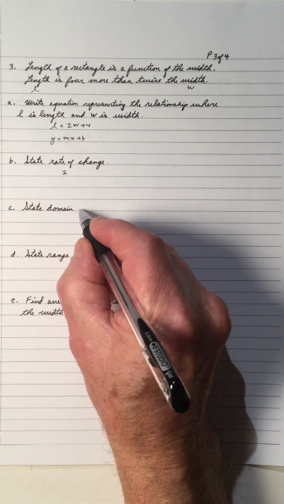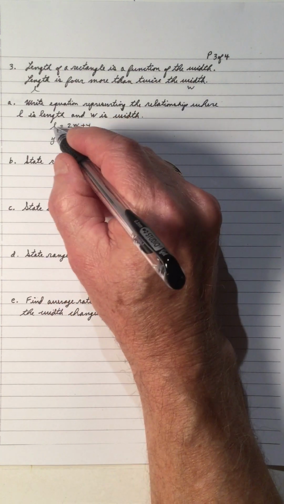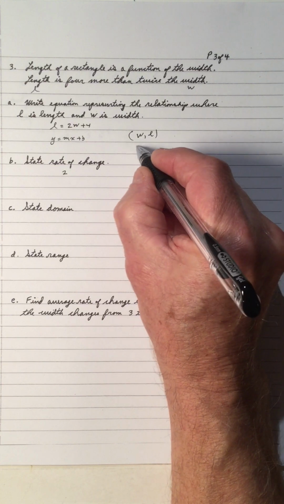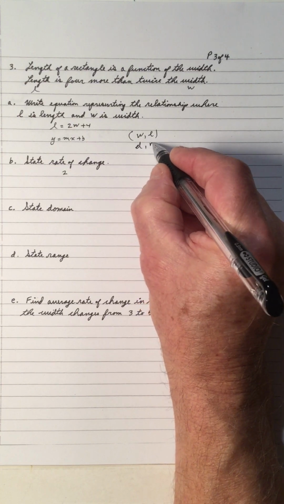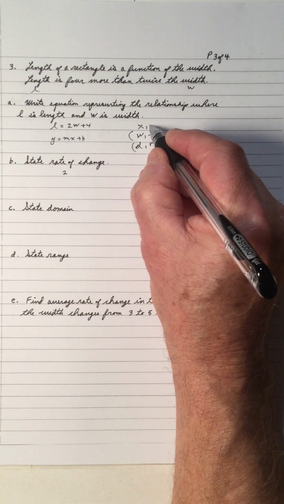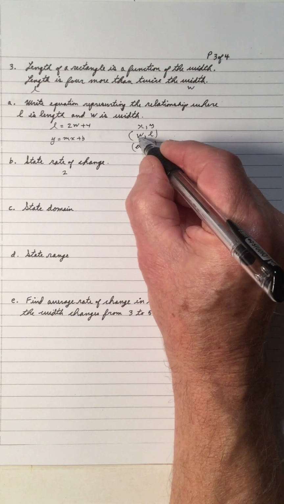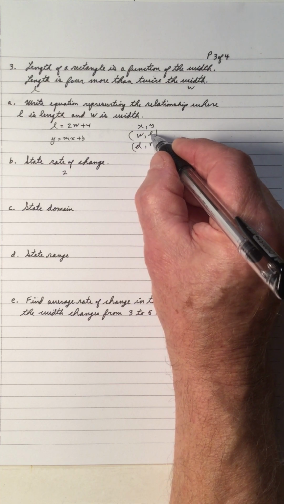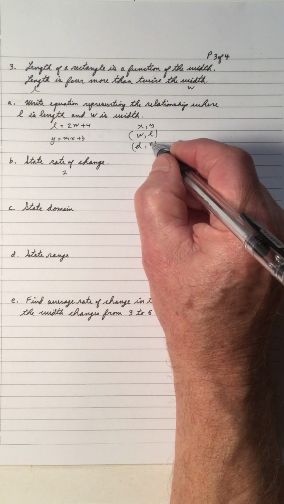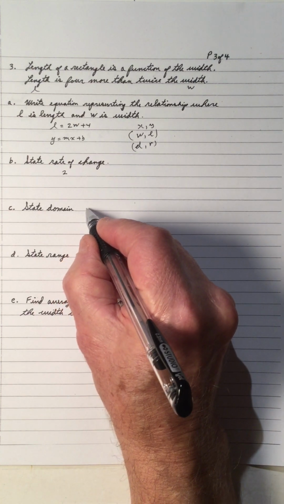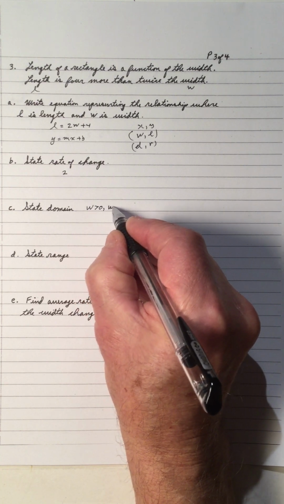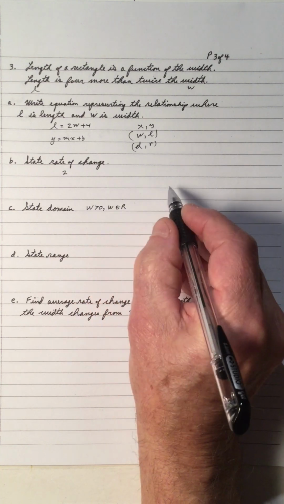The domain is, again, we have an ordered pair. We got a W and an L. So that's the domain and that's the range. That's like the X and the Y. The length is a function of W. So we have domain and range. The domain is W. So W has to be greater than 0, and it belongs to the real numbers.